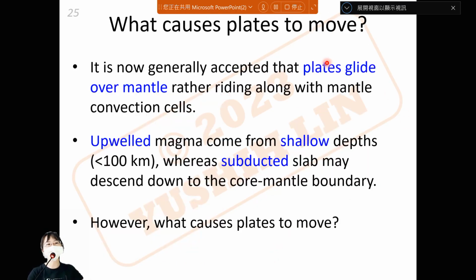What causes plates to move? It is now generally accepted that plates glide over the mantle rather than riding along with the mantle convection cell. If you recall the history of plate tectonic theories, it's a little bit like continental drift was proof. Up where magma comes from shallow depths, less than 100 kilometers, a subducted slab may descend down to the core mantle boundary. So, what causes plates to move?